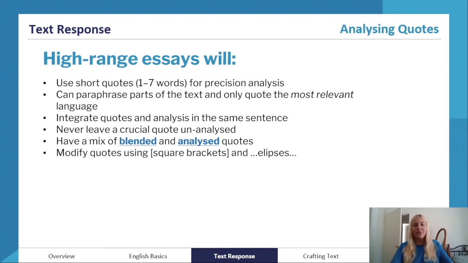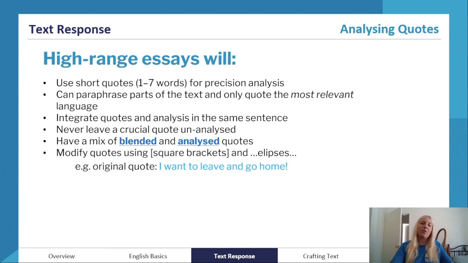Now, high range students will aim for shorter quotes, paraphrase parts of the text, and only quote the most relevant language, aiming for very short quotes and heaps of them. They integrate quotes and analysis within the same sentence while it still flows smoothly, never leaving a crucial quote unanalyzed, having a mix of blended and analyzed quotes, and modifying quotes using square brackets and ellipses.